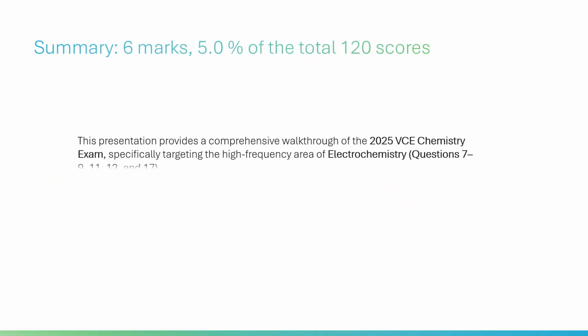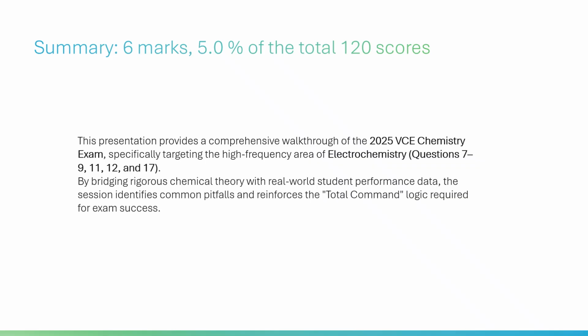This presentation provides a comprehensive walkthrough of the 2025 VCE Chemistry Exam, specifically targeting the high-frequency area of electrochemistry, questions 7 to 9, 11, 12, and 17. By bridging rigorous chemical theory with real-world student performance data, the session identifies common pitfalls and reinforces the total command logic required for exam success.